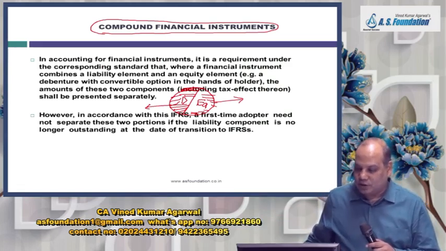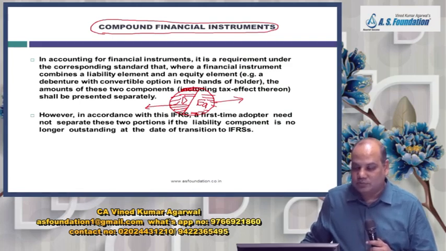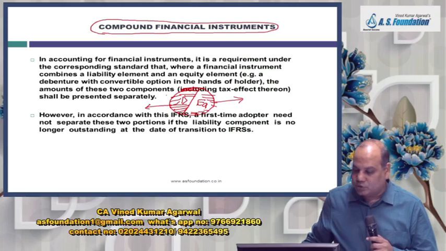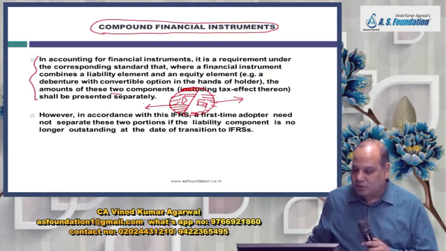In accounting for financial instrument, it is a requirement where a financial instrument combines a liability and equity element, for example, a debenture with convertible option in the hands of the holder. The amount of these two components, that is debt and equity, including tax effect, shall be presented separately. So in the first line they have revised what is to be done. But because we are moving from previous GAAP to IFRS, in the previous GAAP this may not have been done.